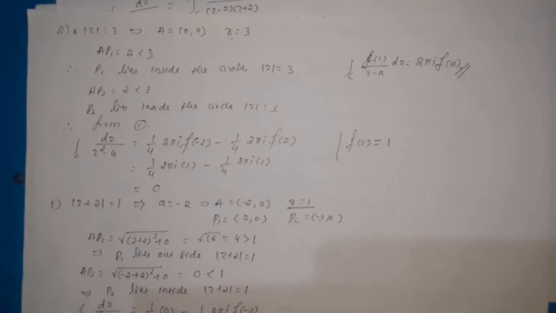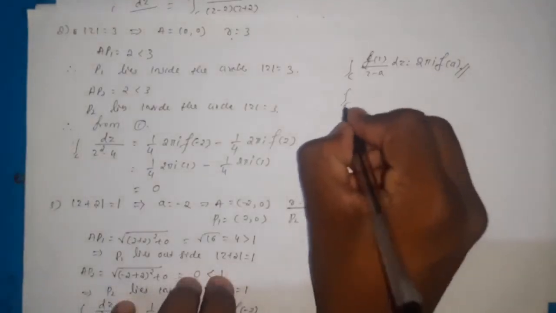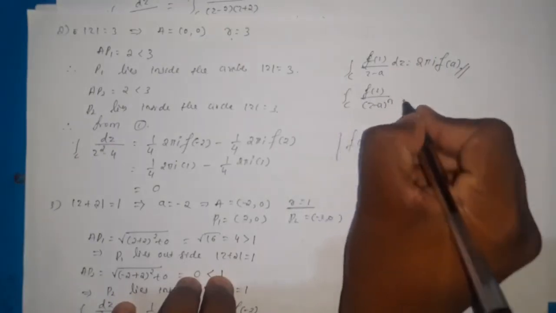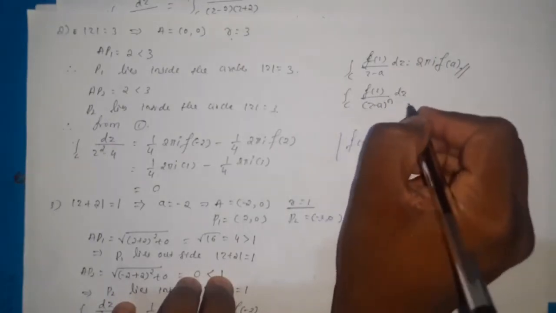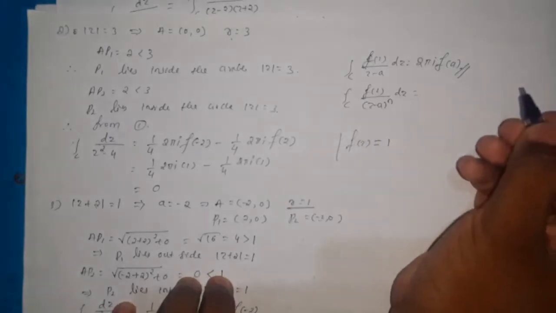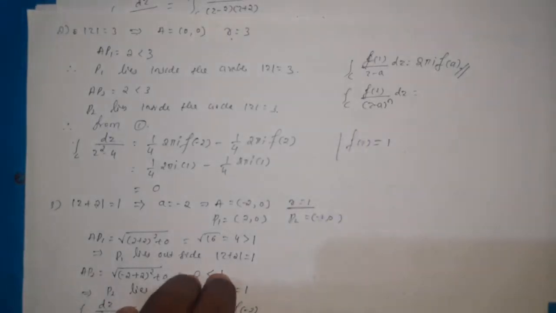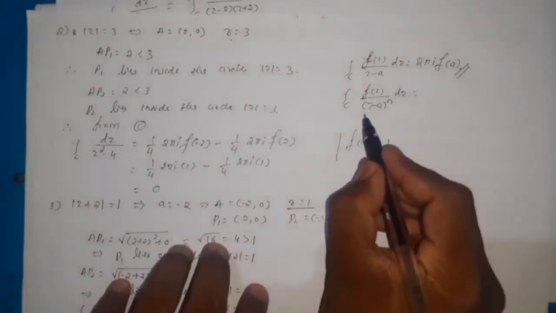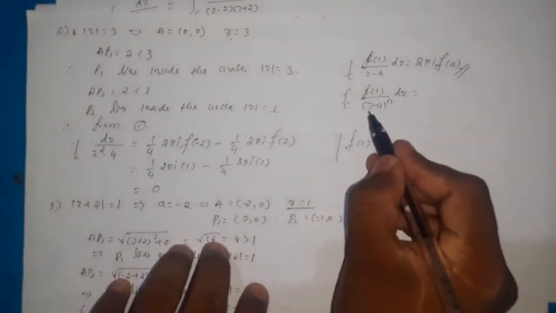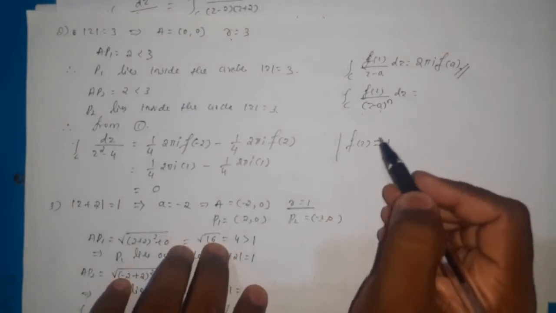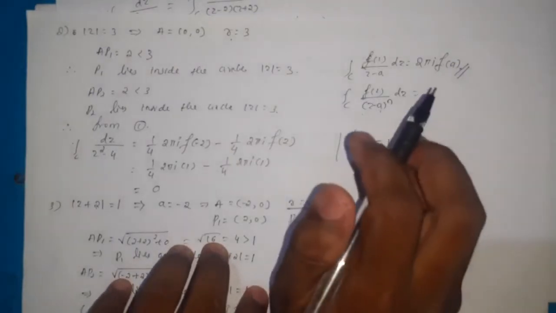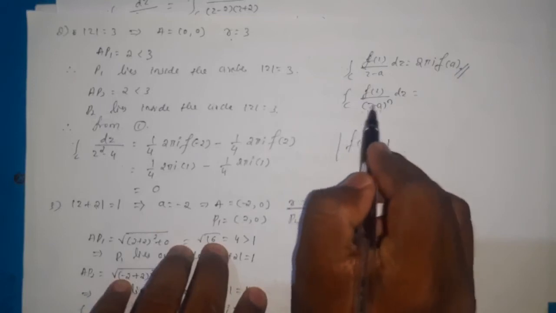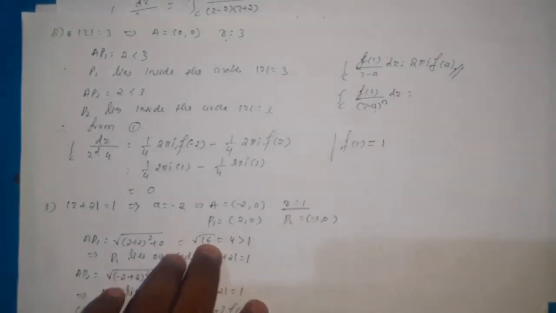And if it is of the form integration over c f of z divided by z minus a whole power n dz, for that we have the generalized Cauchy's integral formula. So it may be of the form z minus a whole square or z minus a whole cube, whole power 5, but the factor should be of the form z minus a only. That is compulsory.